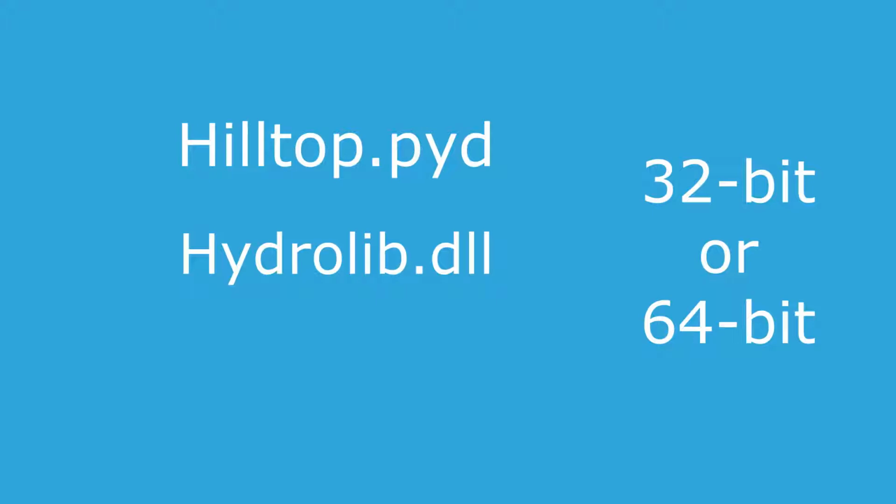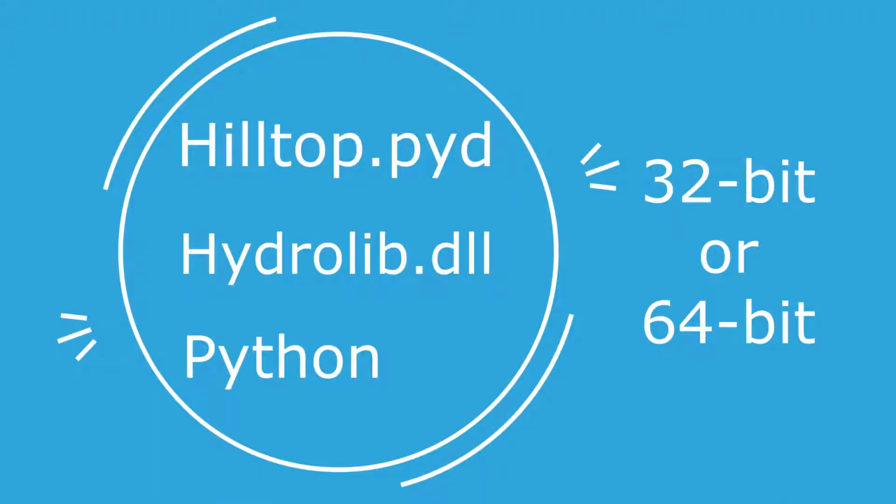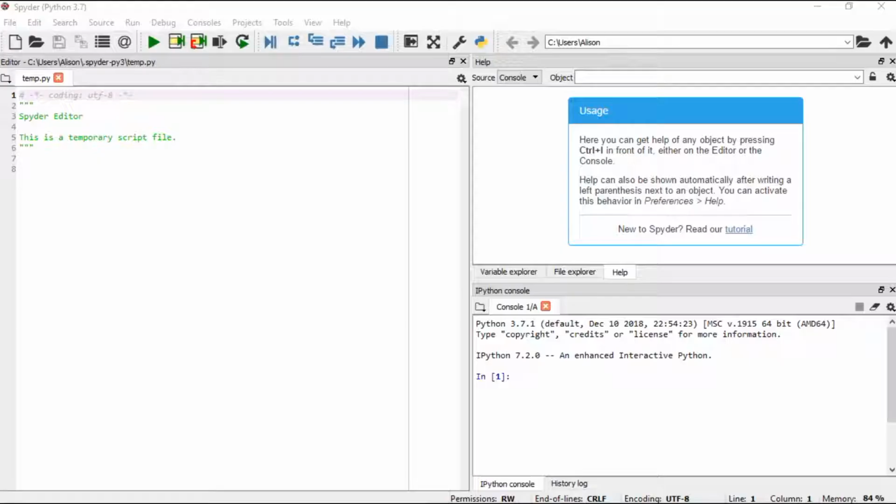As I said in the introduction, hydrolib is the link that allows access to the data files you use in Hilltop. You need to be running the 32-bit or 64-bit versions of both DLLs and Python in order for them to be compatible. Doesn't matter which, so long as they're the same bit length.